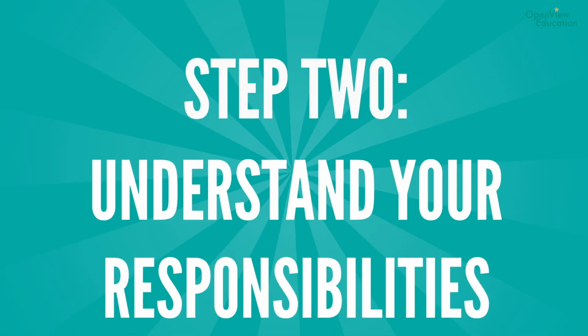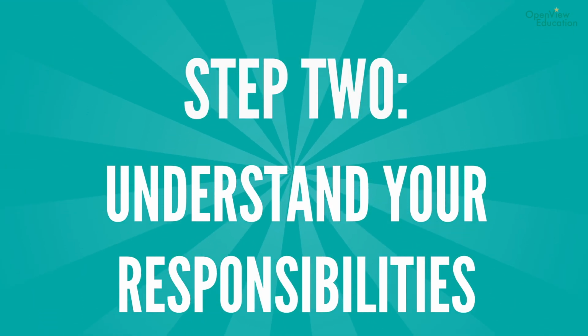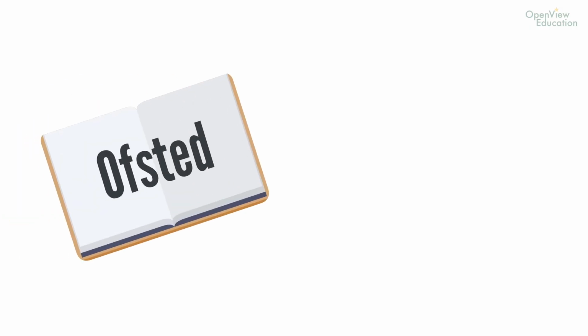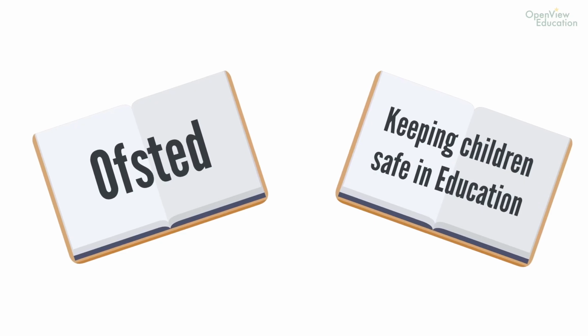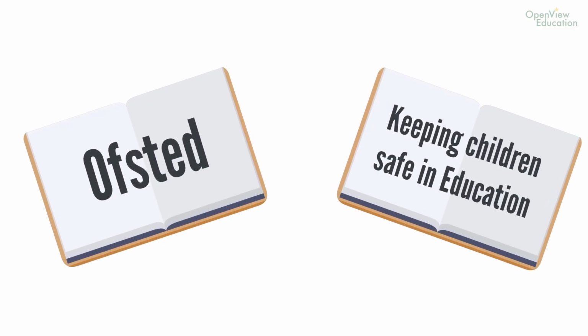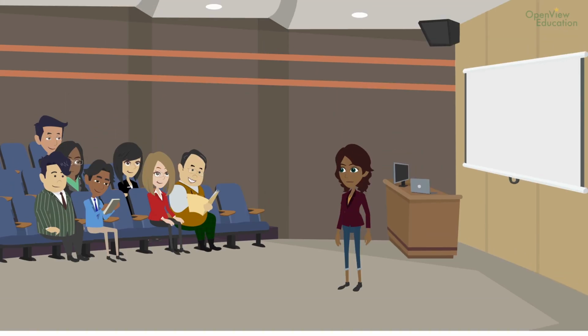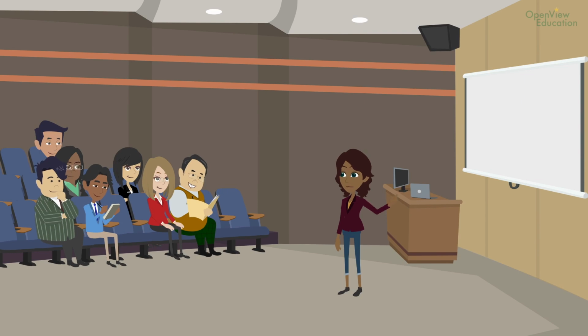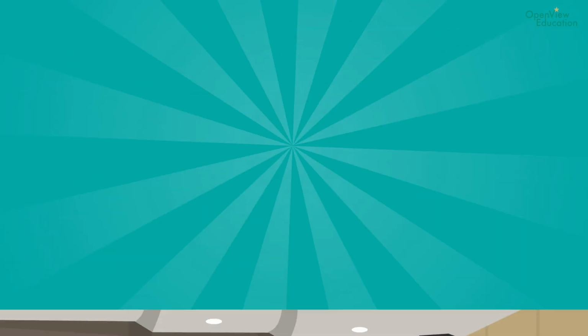Step 2. Understand your responsibilities. Schools have a statutory duty to prevent bullying, and Ofsted will ask how you do this. They want to see that bullying, discrimination and harassment are never tolerated and are dealt with quickly and effectively. Make sure your policies are in place, updated and understood by all staff.